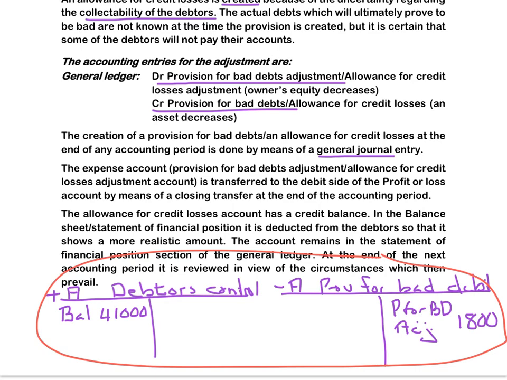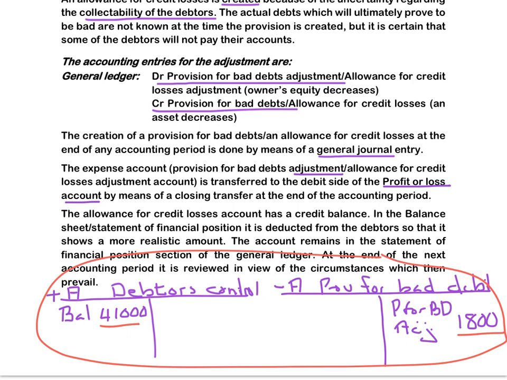When I do the balance sheet, I will take the figure in the debtors control, 41,000, less the provision for bad debts, 1,800. The provision for bad debts adjustment will go to my income statement. The expense account provision for bad debts adjustment is transferred to the debit side of the profit and loss by means of a closing transfer at the end of the accounting period, just as we would take all our other expenses, salaries, water, electricity, telephone, to the profit and loss, so that we can determine our profit or loss at the end of the year. So the year that we create the provision for bad debts, the adjustment account will be an expense, and it will be transferred to the profit and loss as an expense.